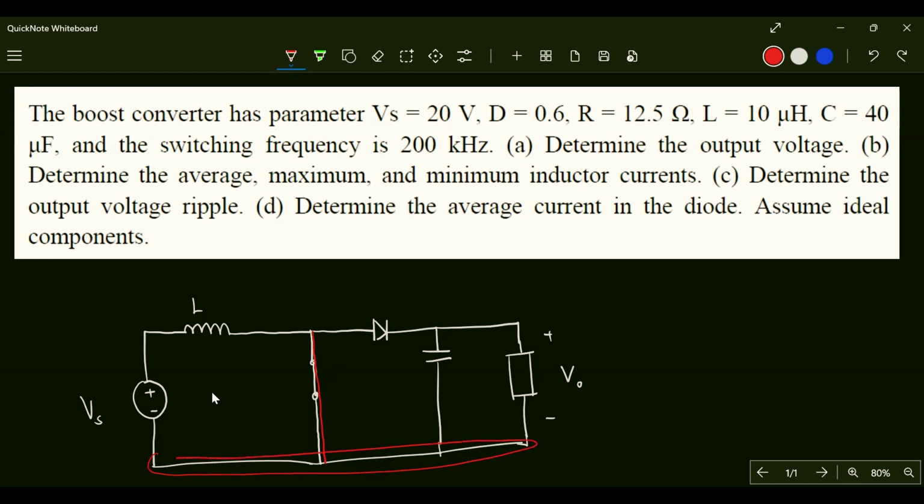With respect to the diode, this is the anode and this is the cathode. The cathode of the diode is connected to the positive terminal of the load, while the anode is connected to the negative terminal of both the supply and the output voltage. So in this situation, the diode is reverse biased, and it will be an open circuit when the switch is closed.